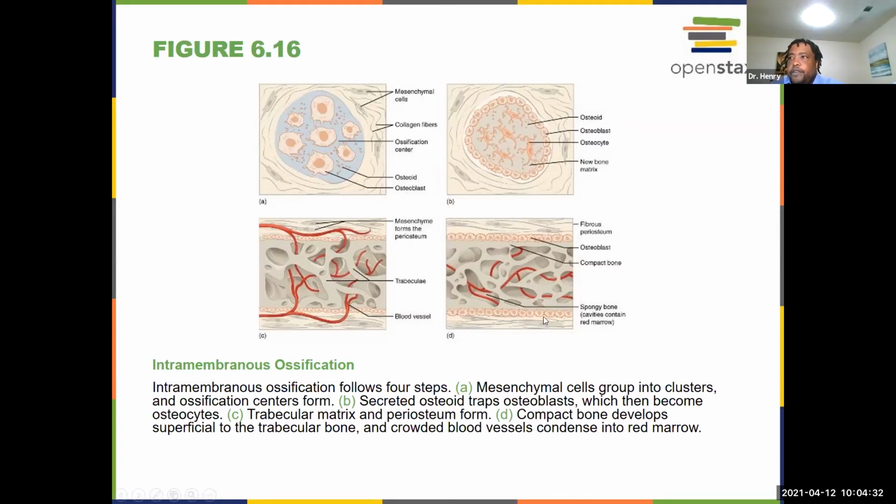And then towards the end of it, you're going to get the different layers forming. So you're going to get your red marrow starting to form here, because your blood vessels are going to start providing the route for those blood cells that are produced to go into the bloodstream. And then your vessels themselves are also going to be providing the nutrients for the continued growth of that.